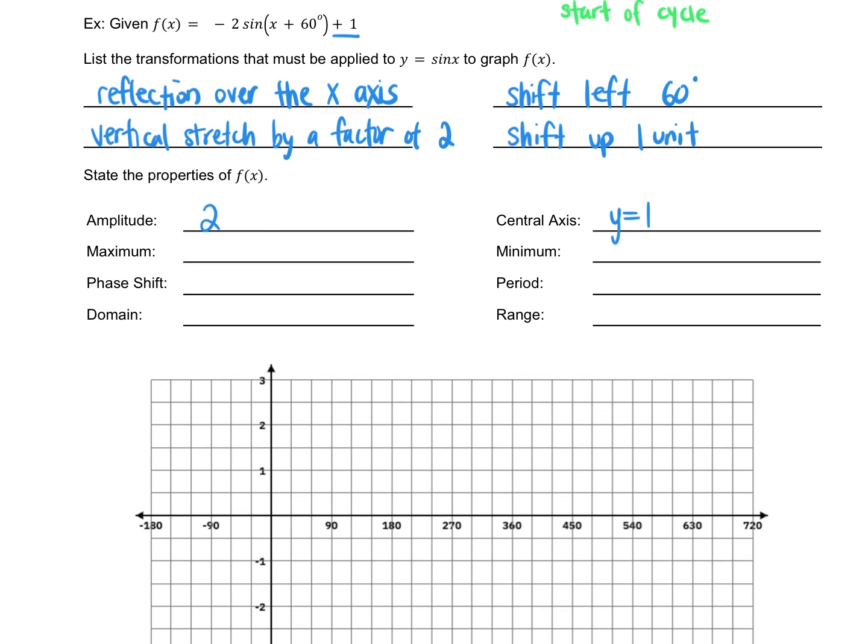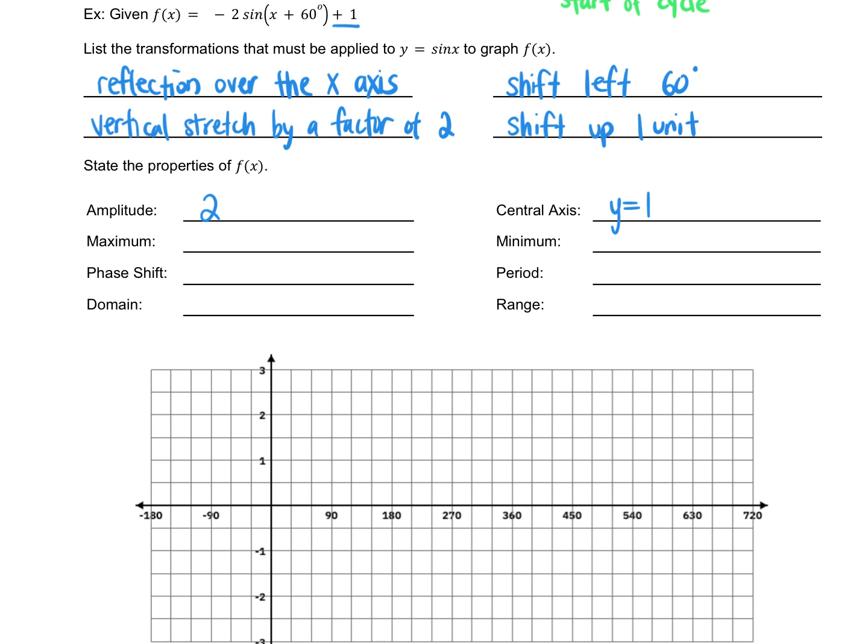Now I am going to do a visual of this while we're looking at it. So I'm just going to highlight my central axis here at 1. And then if the amplitude is 2, I need to go 2 above. So that makes my maximum at 3. So we're just doing the central axis plus the amplitude. And then I'll go 2 below for my minimum, and that will take us to negative 1. So that would be taking the central axis and subtracting the amplitude, and there we are.